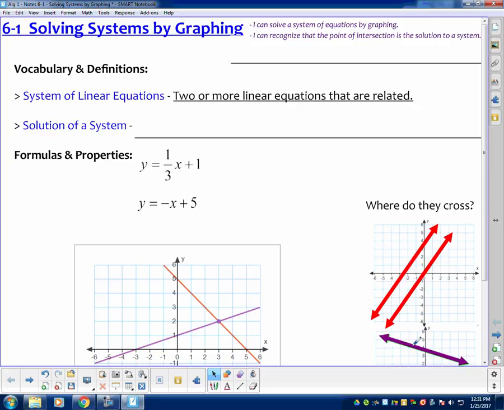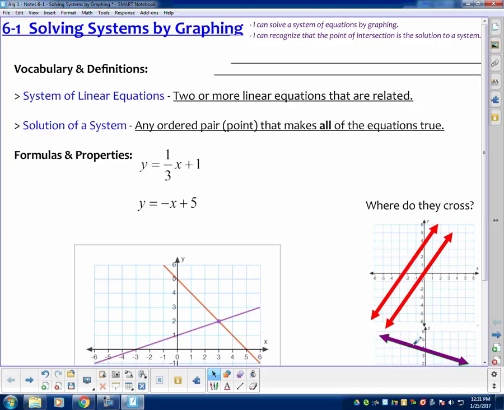Okay. Solution of a system is this. Any ordered pair. What's an ordered pair? Yes. Points. It's a point on the XY grid that makes all the equations true. That means when you plug in that point, it makes the left side of the equation equal to the right side. Another way to think about this is, I could define this with one word. On a graph, it's the intersection. So you might want to jot that down. It's the intersection.